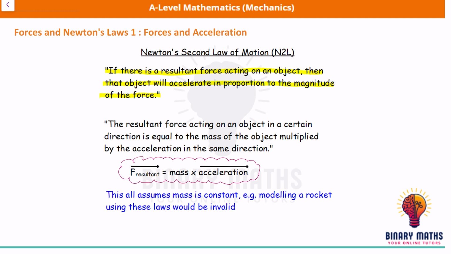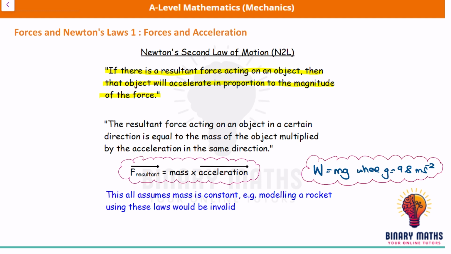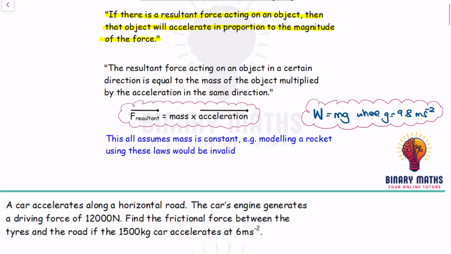The only other thing that you need to know is weight is equal to mass times g, where g is equal to 9.8, remember in this syllabus, meters per second squared. So weight is equal to mass times g. Okay, let's go through some questions.